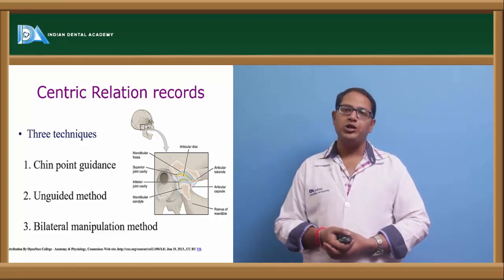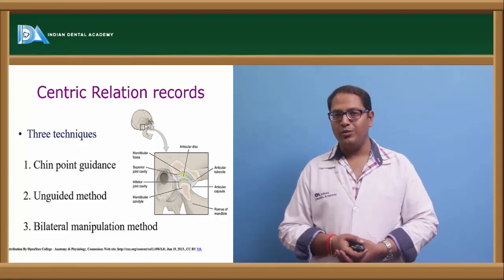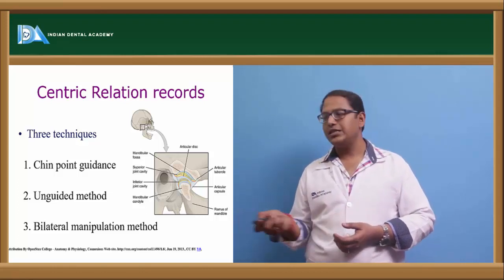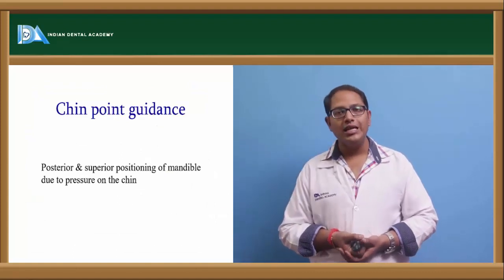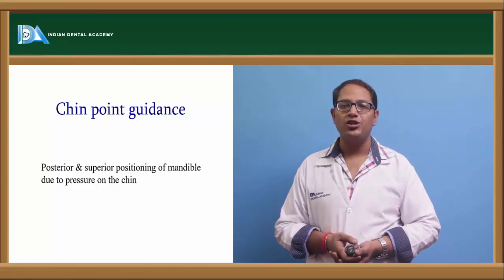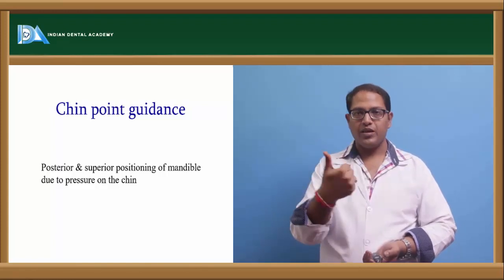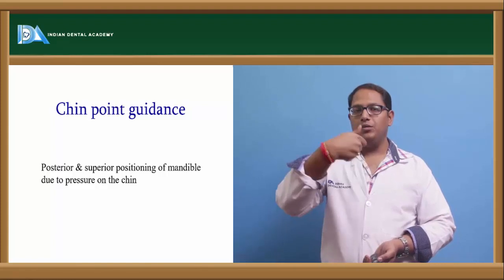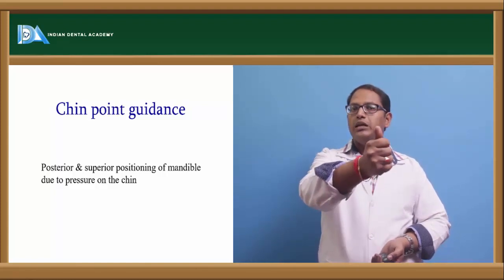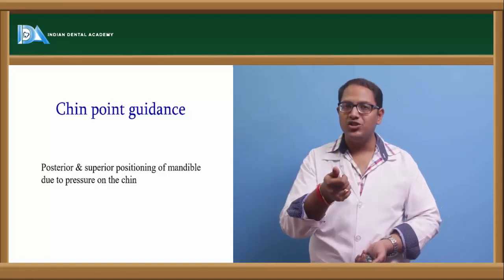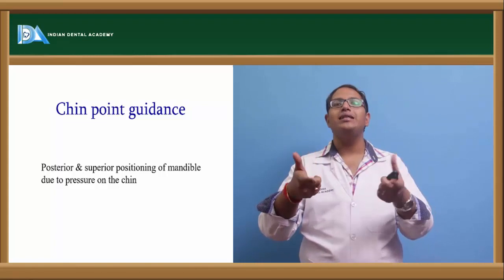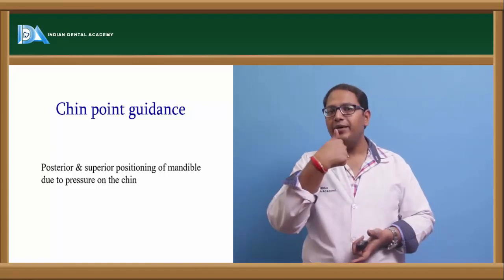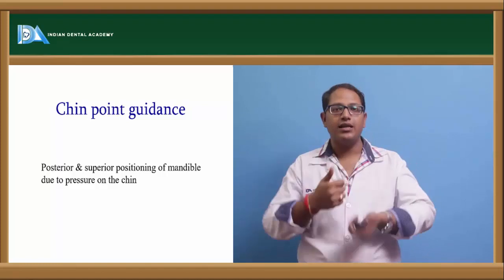How will I guide my patient to the centric relation position is another question. Different scientists came up with different techniques and theories. The first one was chin point guidance. What do you do in chin point guidance? Posterior and superior positioning of the mandible is achieved by applying pressure on the chin. You take your thumb, put it over here, and take your fingers to support the mandible. Now you press the mandible posteriorly and superiorly. In that way, you guide the mandible to the superior anterior position, the centric relation position. This has to be done with forceful application, and can be done with a single finger or supported with two fingers.